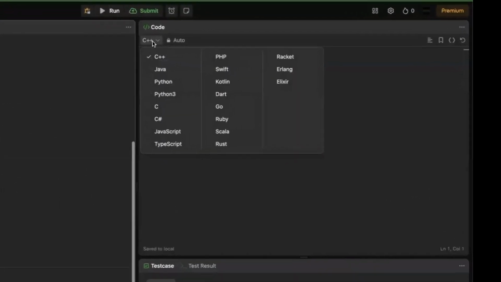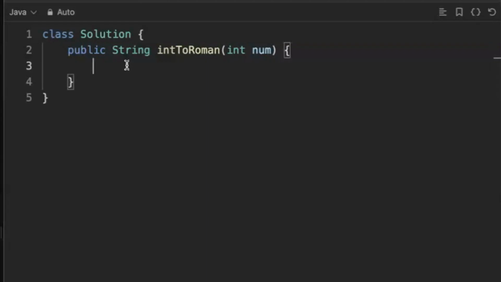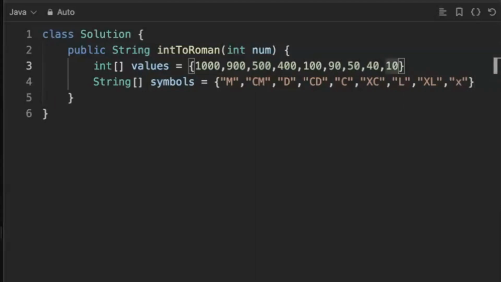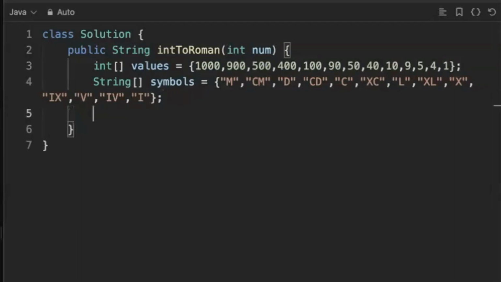So let's go ahead and start the coding. As we were discussing, we need to store the 13 symbols for our usage. So let's go ahead and do that. These are two arrays. The first one represents the number and the second one are the symbols respectively. Now let's take a string builder to form the final string for our Roman numeral.